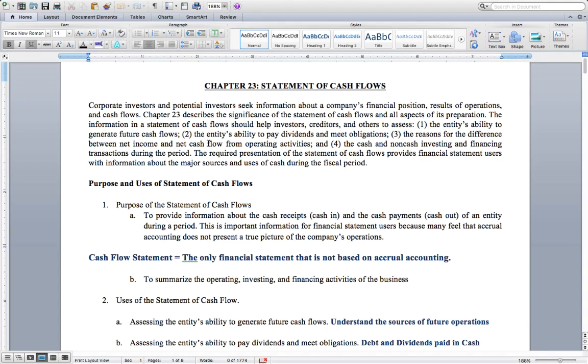However, from an analysis perspective, knowing if the company is going to be able to meet certain obligations such as dividends or debt payments is important, and to do that the company needs cash to make those payments. So having an understanding of how much cash they have is significant when you're looking at potentially investing in a company.